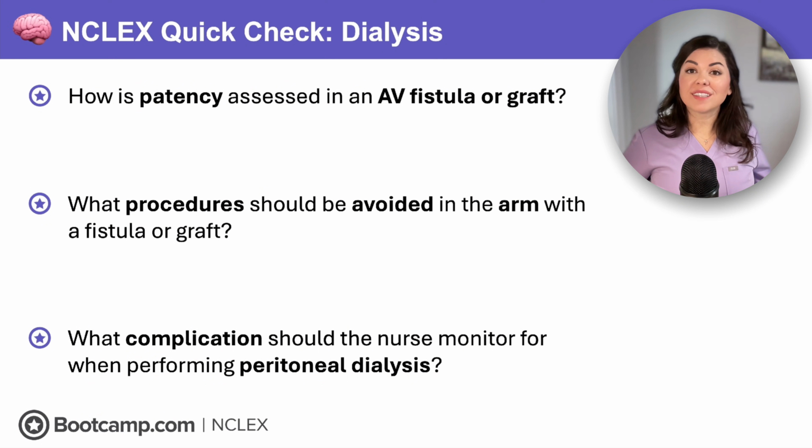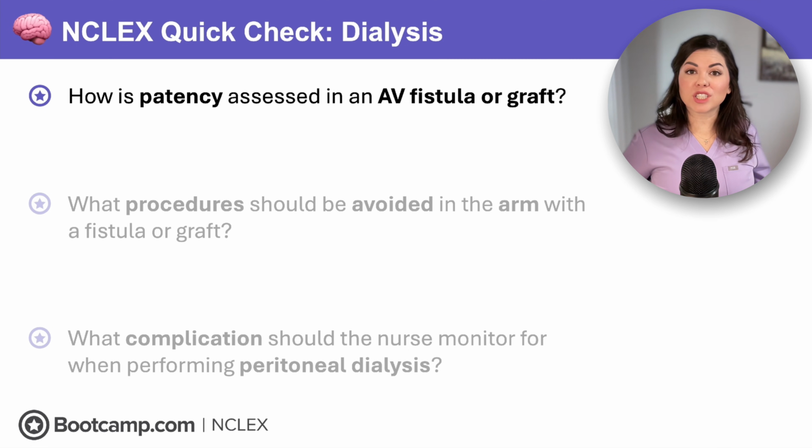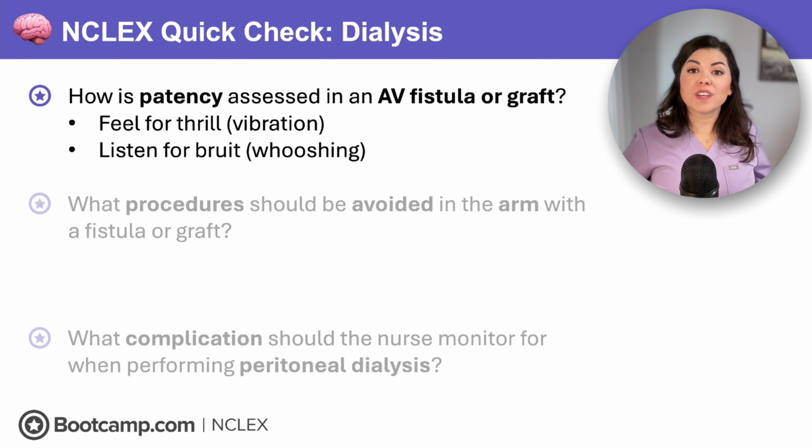Now it's time for our last NCLEX quick check. Let's pause to answer these questions. How is patency assessed in an AV fistula or graft? We should feel for a thrill or vibration and listen for a bruit or whooshing. These findings tell you that blood is still flowing like it should be through that graft.